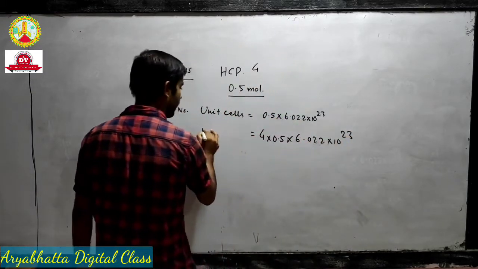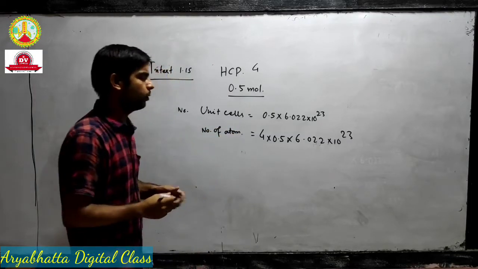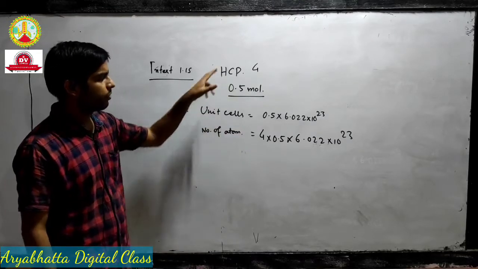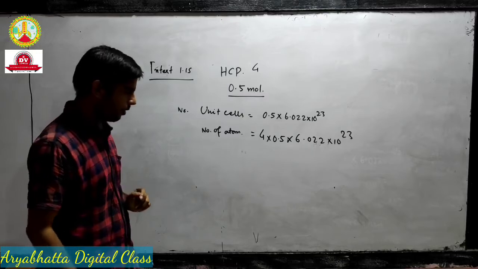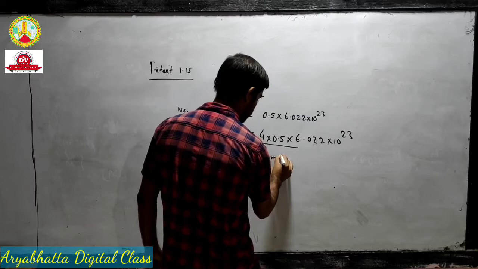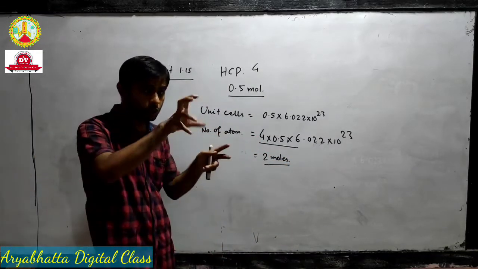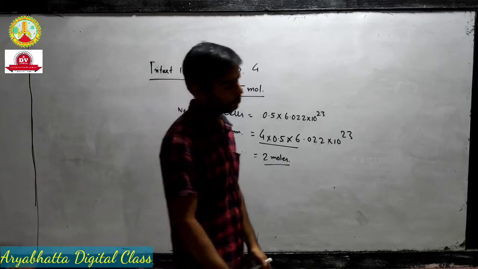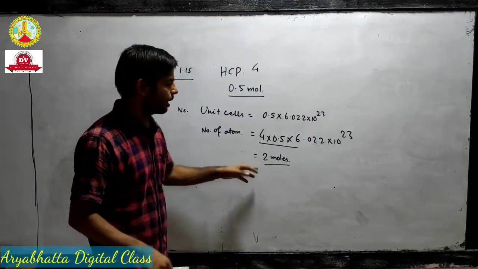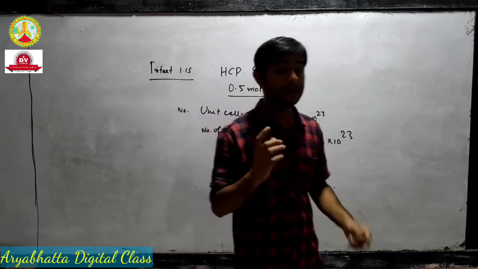So this will be the number of atoms that will actually form the packing. It will come out to be 2 moles. So there are 2 moles of atoms, or 2 moles of spheres, that have made the overall packing arrangement.